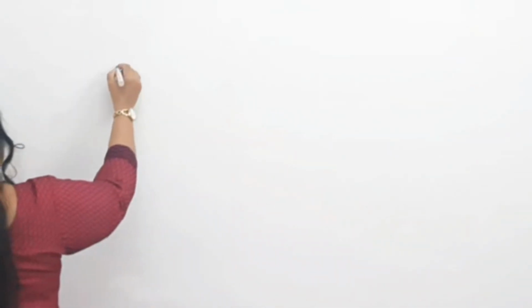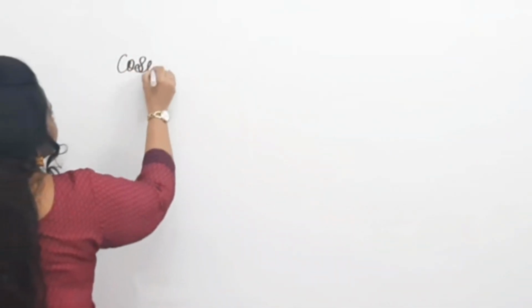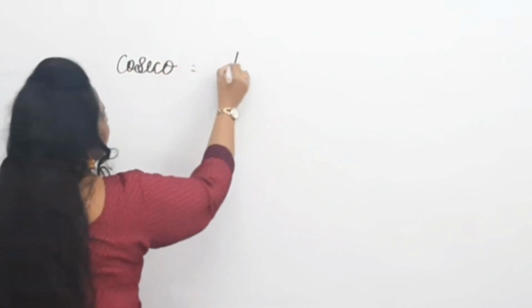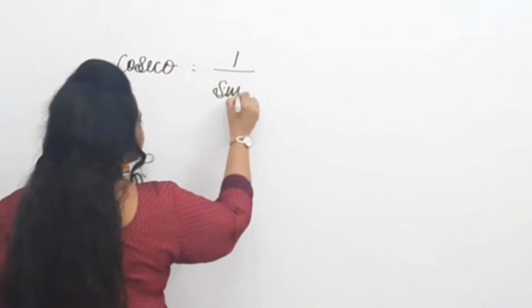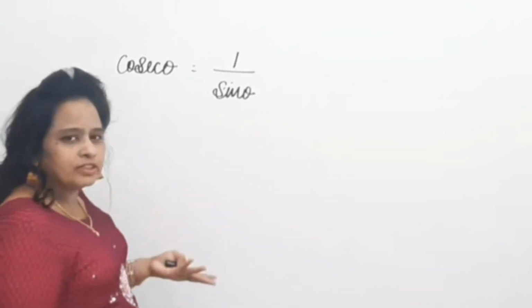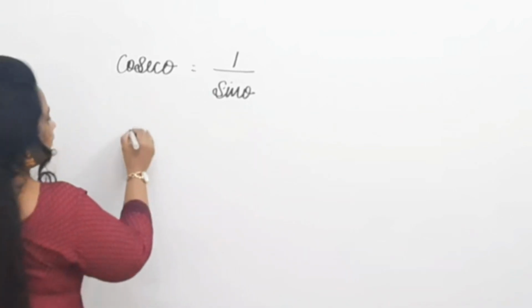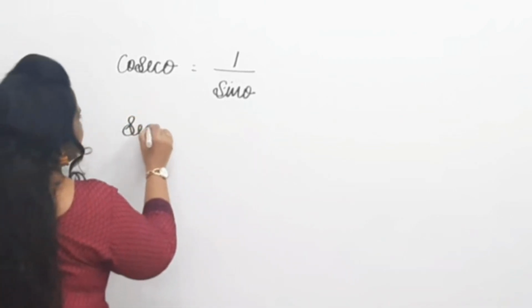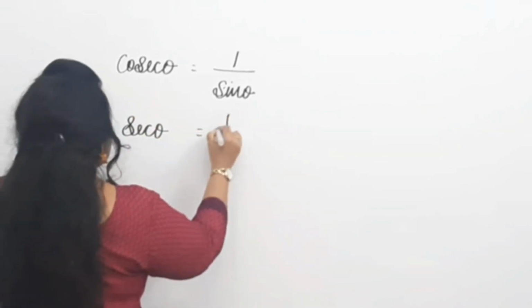Now we move on to the relation. That is, cosec theta is equal to, I told you, 1 by sine theta. So, sine theta is equal to 1 by cosec theta. As simple as that. Then, sec theta is equal to 1 by cos theta.